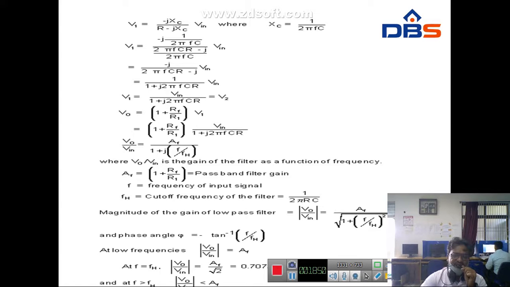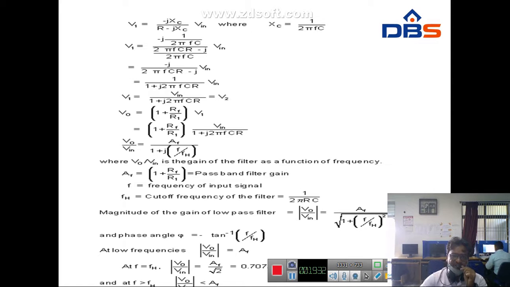Now we substitute that V1 equation into V0. V0 is equal to 1 plus RF by R1, times V1. Here in place of V1 we substitute Vin by 1 plus j 2 pi FCR. So the gain of the op amp, V0 by Vin, is equal to AF by 1 plus j F by FH, where V0 by Vin is the gain of the filter as a function of frequency.